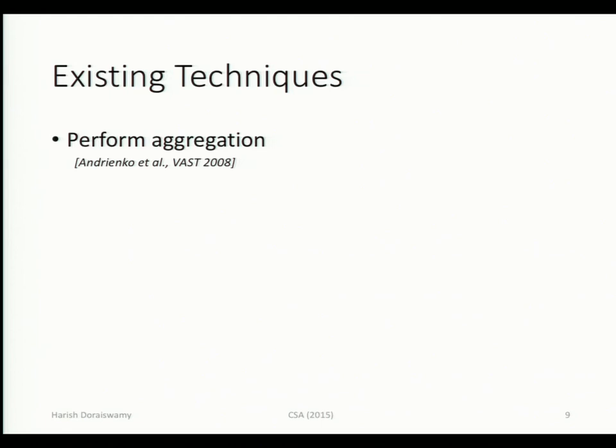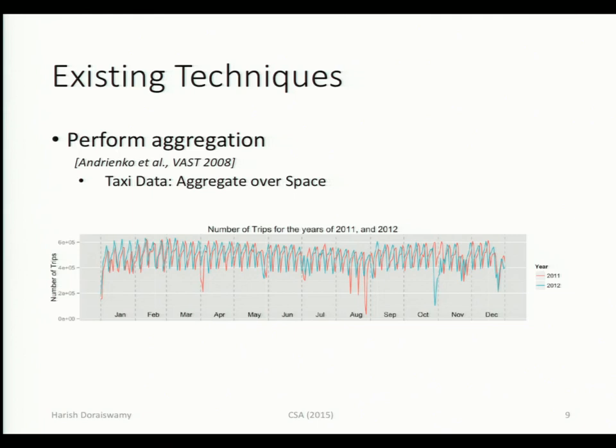Existing analysis techniques, the data analytics, usually perform some sort of aggregation, and then they try to find patterns from the aggregated data. So, for example, let's take the taxi data itself and aggregate over space. If you just plot the number of trips over time, you can actually see the big events, which have a major impact, clearly over here.